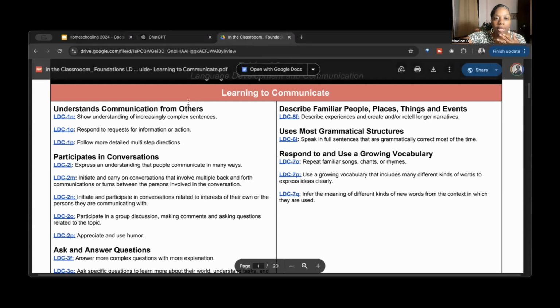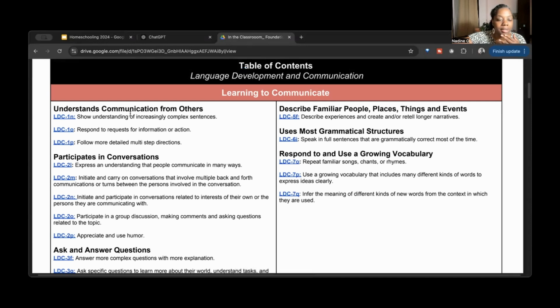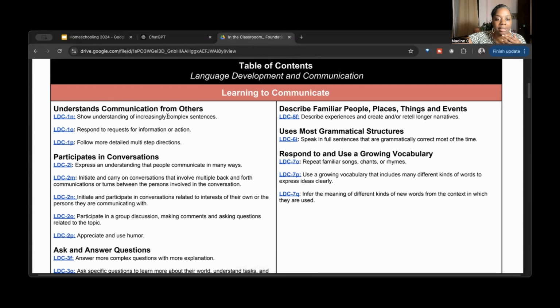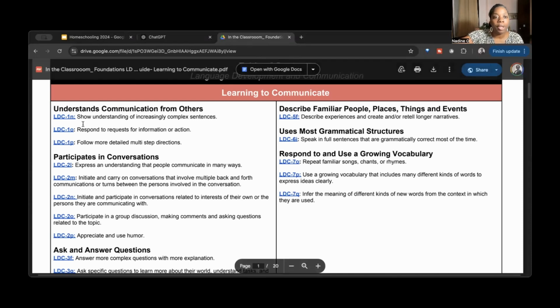So let's see. This is the learning to communicate standards. It says understands communication from others, shows understanding of increasingly complex sentences, right? So when your babies are small, you might use those short phrases. Have you ever watched Miss Rachel? So you might use a phrase like go potty to ask them if they need to use the bathroom, right? But as they're getting older, now we're talking about preschoolers, you might literally say, do you need to use the bathroom now? That's a complex sentence versus go potty with a question mark after it.